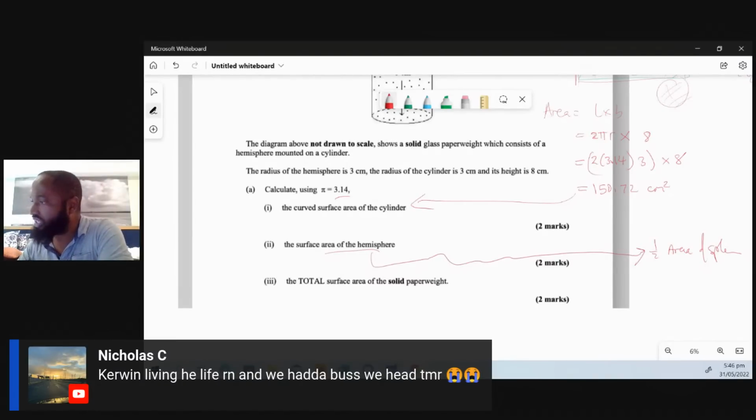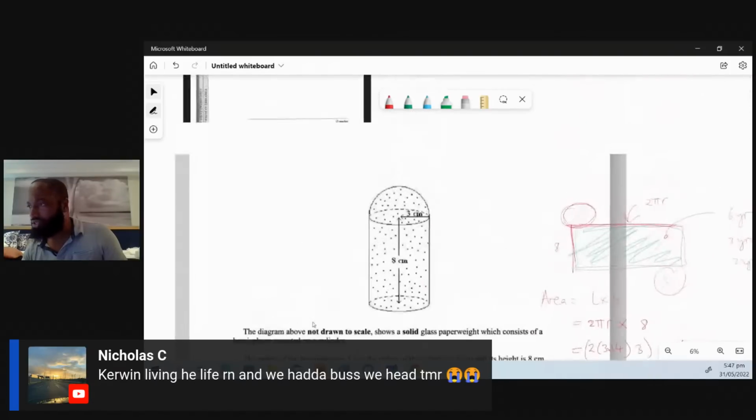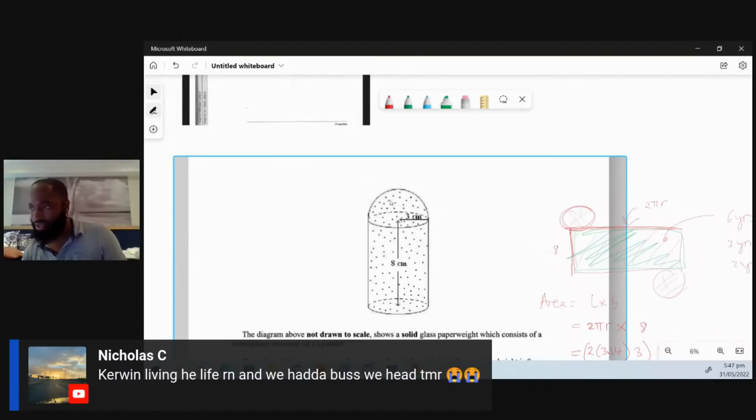So half of the area of the sphere would be 4 pi r squared divided by 2, so it'll be 2 pi r squared now. So 2 pi r squared, this will be 2, and they say use pi as 3.14, and r still remains 3. So 6 times 3.14 is 18.84 cm squared. I find that a little suspicious.